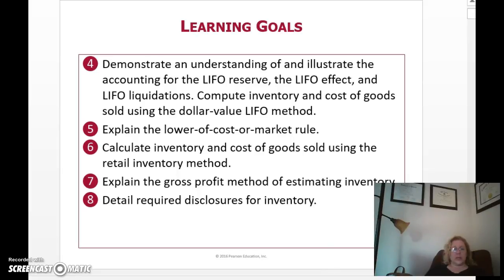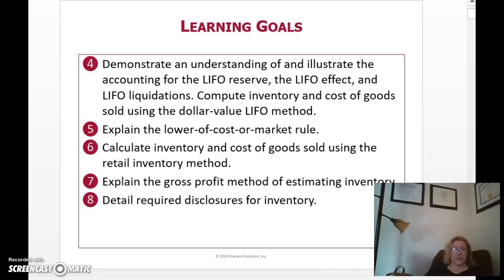Learning Goal 6 explains the retail method and how to calculate cost of goods sold and inventory under the retail method, whereas Learning Goal 7 explains the gross profit method of estimating inventory. Lastly, students need to be familiar with inventory disclosures, and Learning Goal 8 details the disclosure requirements for inventory.